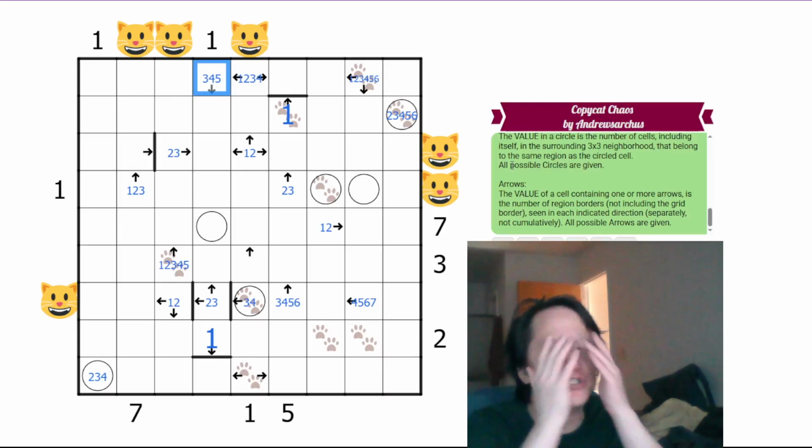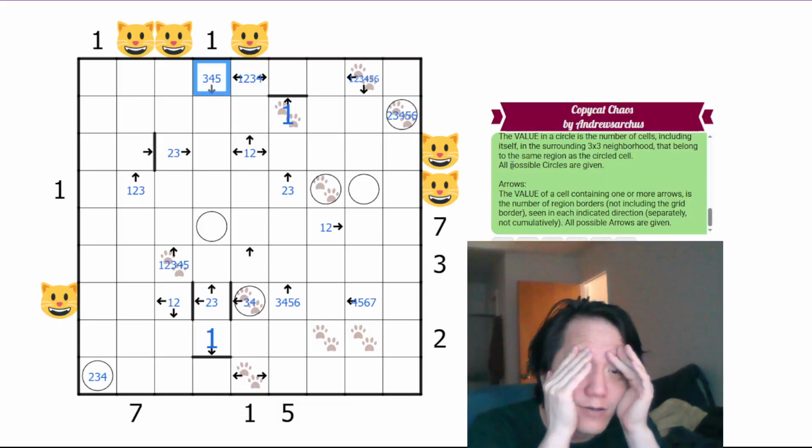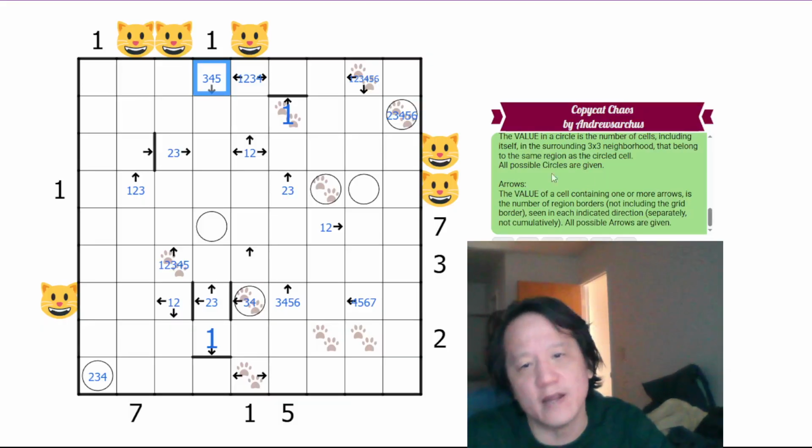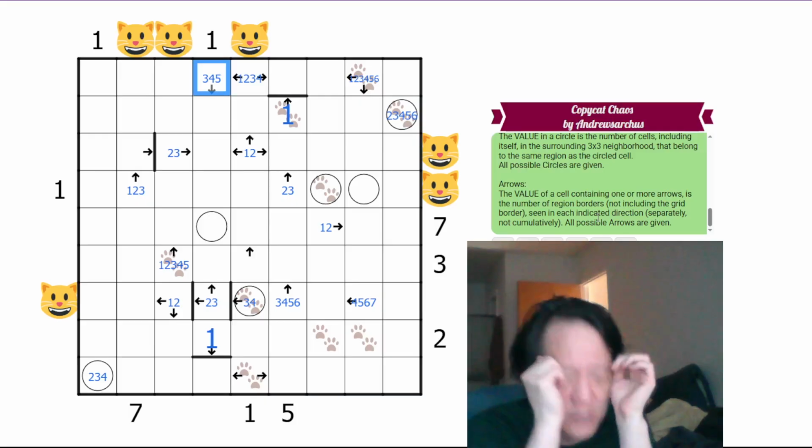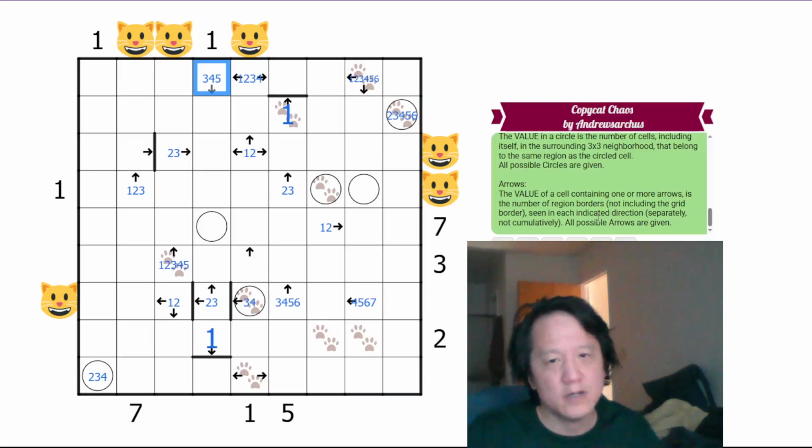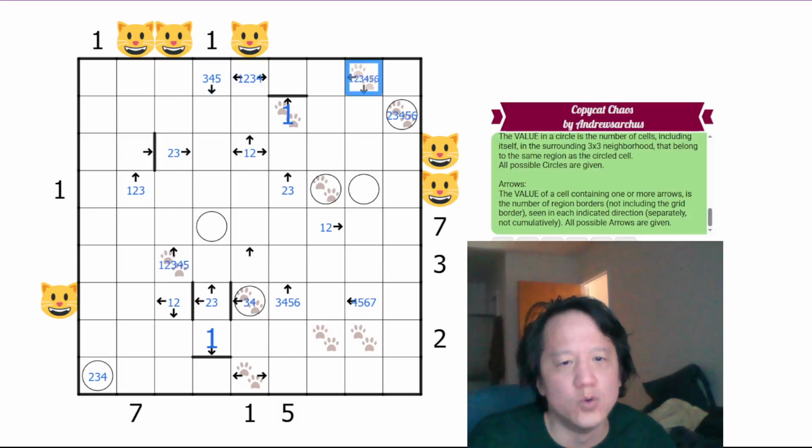Oh, shoot. This is not necessarily 1. These arrows are not our values. Okay, so... Oh, okay, that's going to be painful.